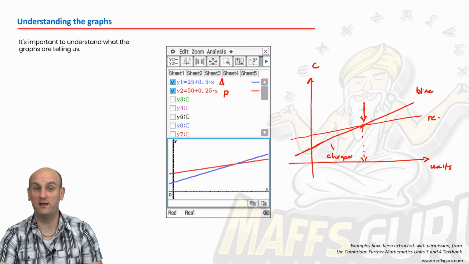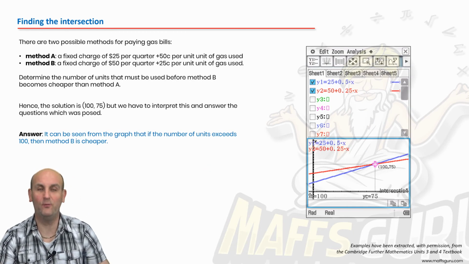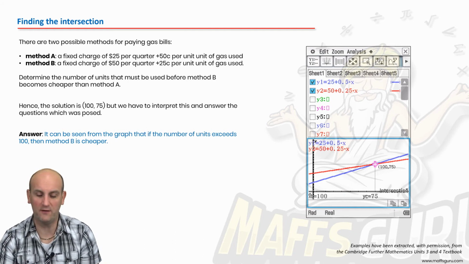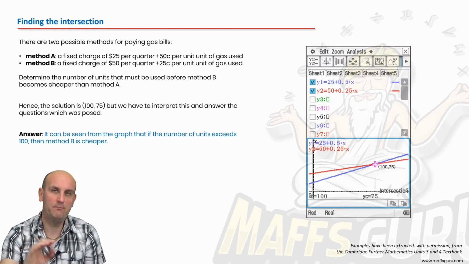So we need to find that point on my graph. How do we do that? Well, using the information from our previous graph. How? By using our point of intersection.